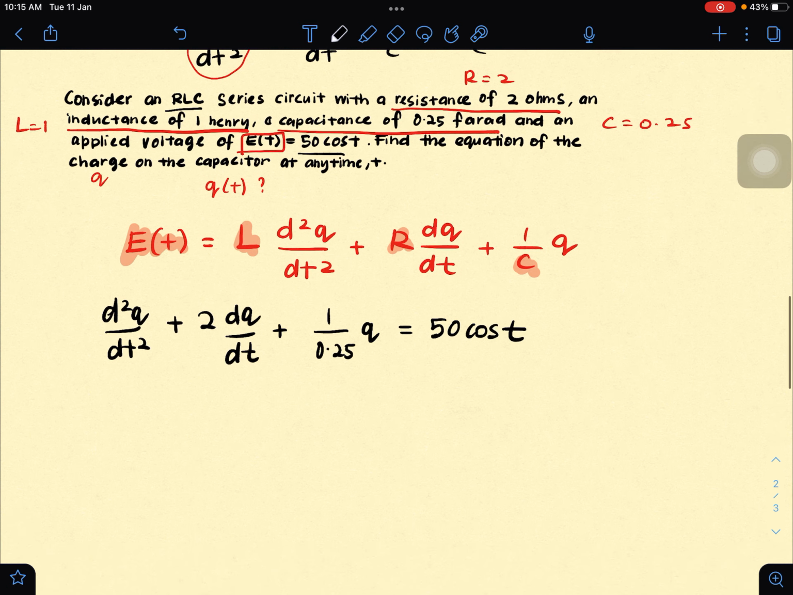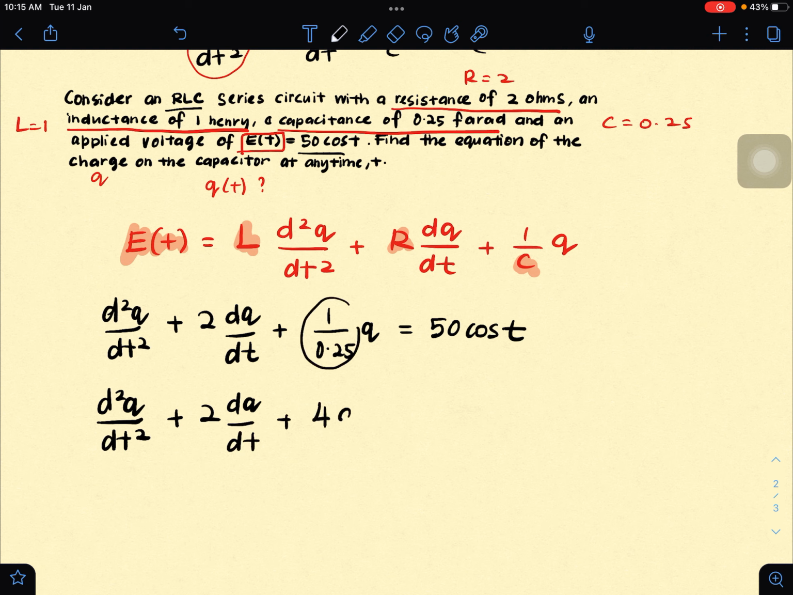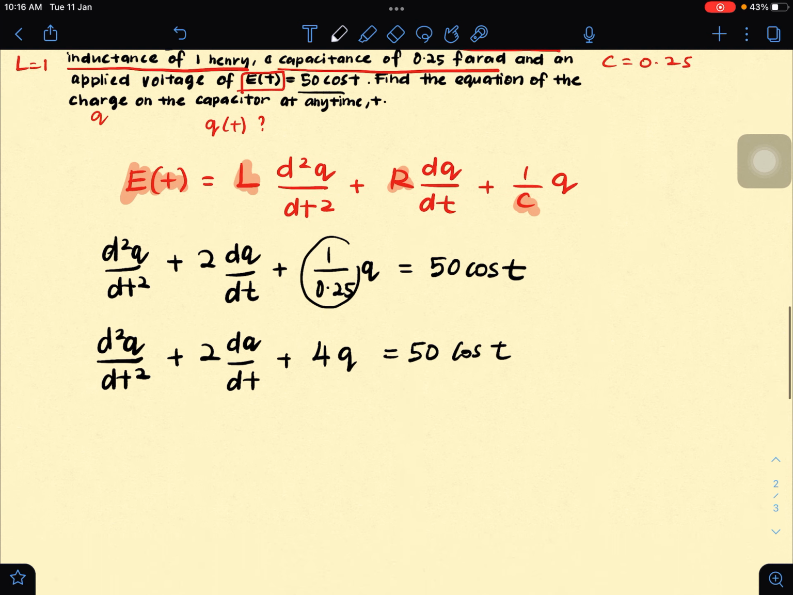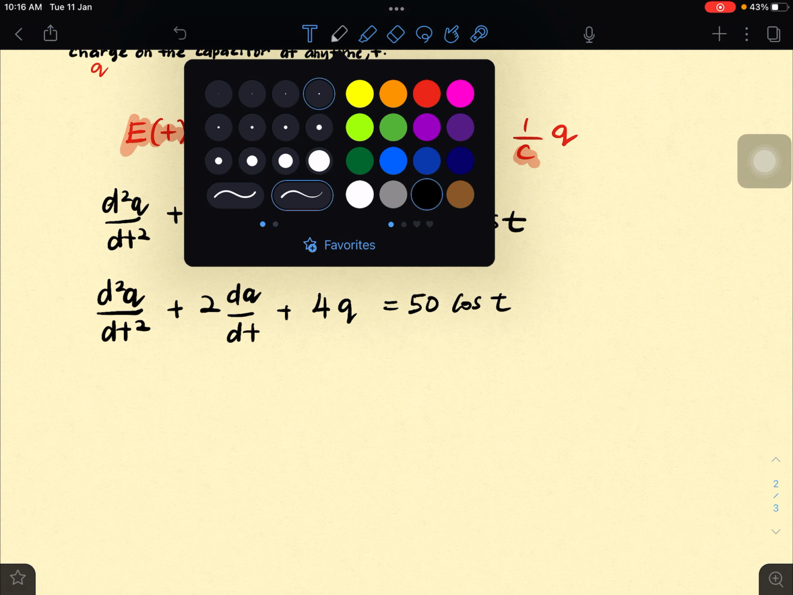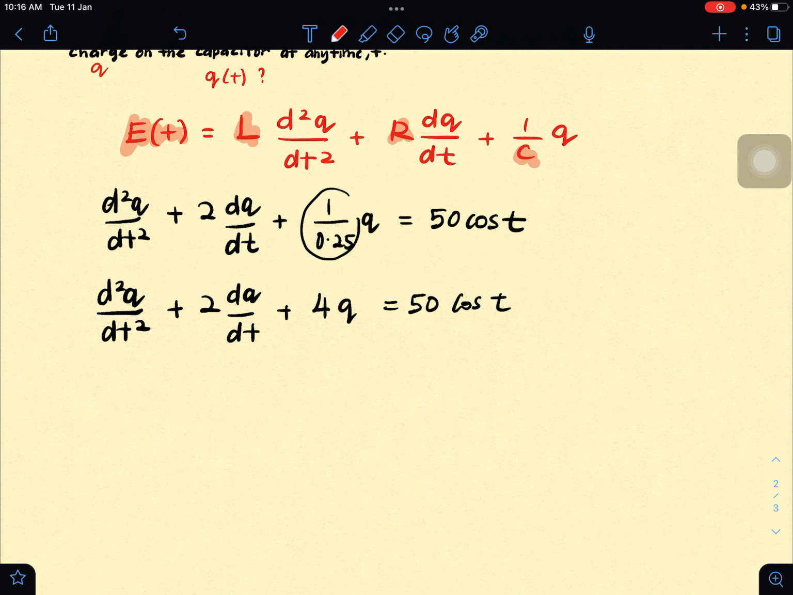Okay class, here you will have d square q dt square plus 2 dq over dt plus 4q equal to 50 cos t. So if you see here, what you have is a non-homogeneous second order differential equation. So how to solve the non-homogeneous? To solve it, we can use any method, either the undetermined coefficient or the annihilator approach.